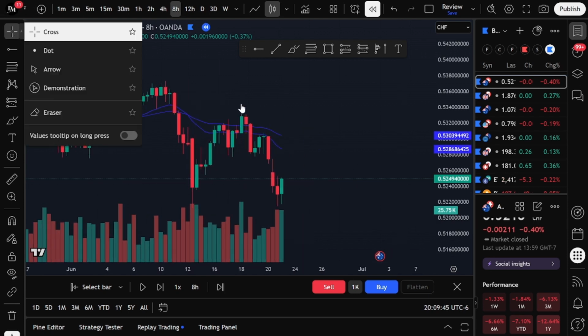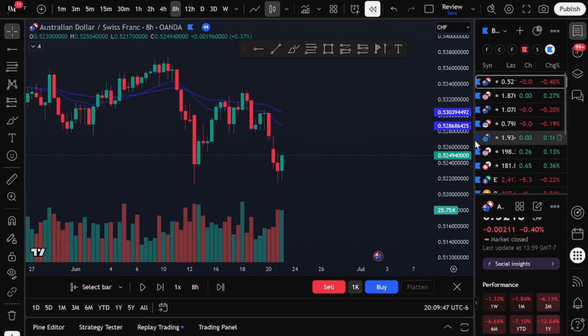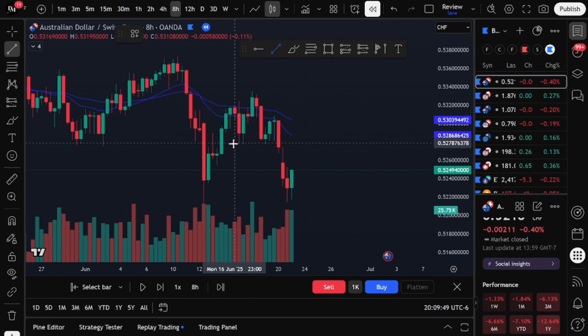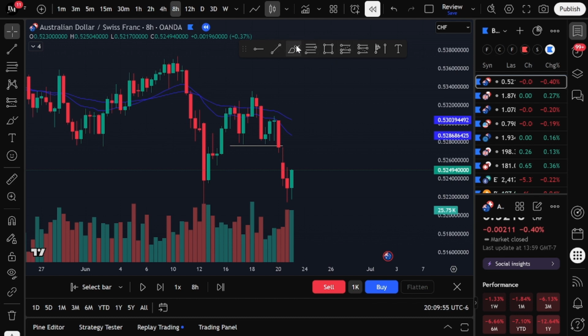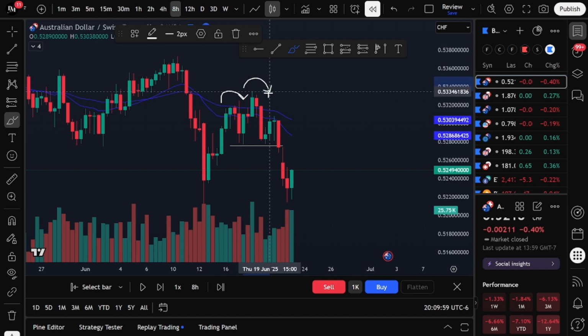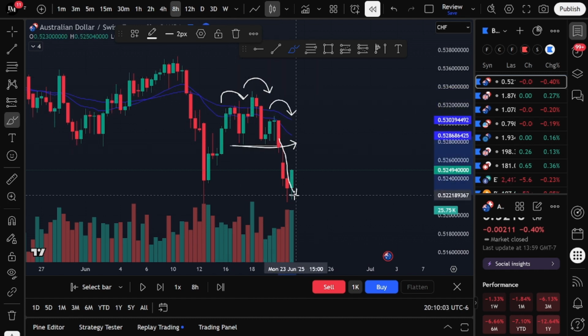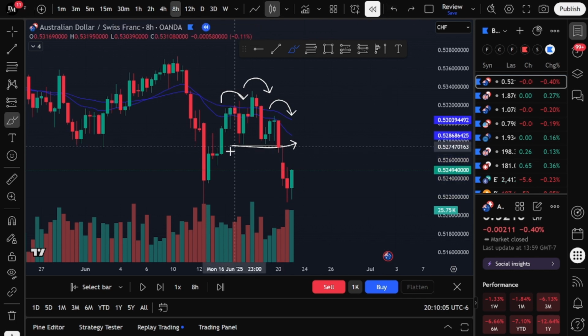Now if we zoom in on the price action here, what do we got? You can see that we got this 8-hour head and shoulders right here. We got a left shoulder, head, right shoulder. We got our neckline, and we break through the neckline like that. So this is what we call head and shoulders.